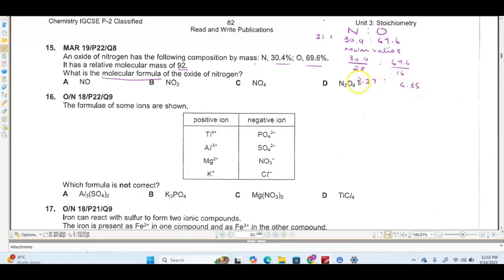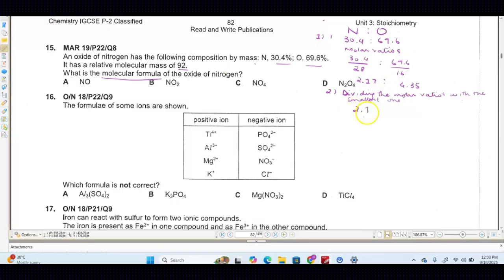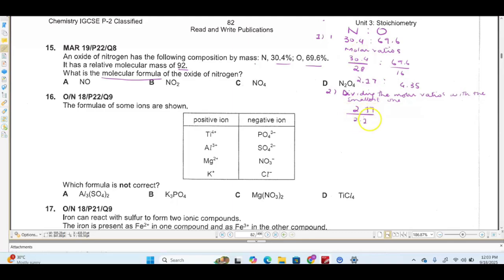Once we've had our molar ratios, the second step is to divide these molar ratios by the smaller molar ratio. 2.17 is the smaller molar ratio out of these two. So 2.17 by 2.17 and 4.35 divided by 2.17. This is going to give us an answer of 1 to 2. So we've reached our empirical formula, which is NO2.